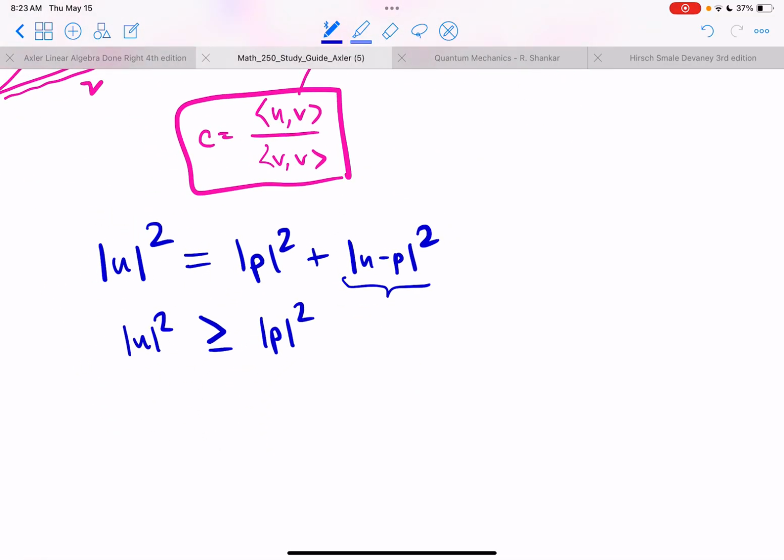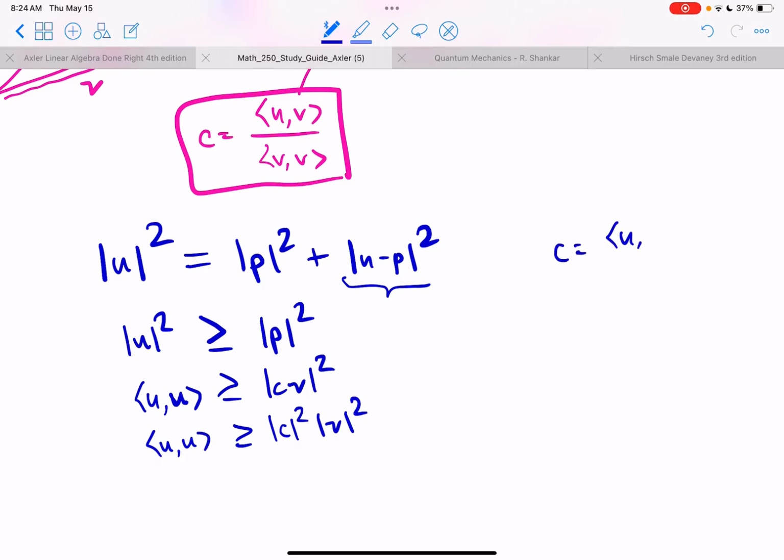So then we just unpack what this is. Remember, p was cv, right? cv squared is less than or equal to u·u. u squared is u dot u. You really got to put that in your mind. u squared is u dot u. And then this is now c squared times v squared, less than or equal to u squared. And what's c again? Remember c was u·v over v·v. Okay, so c squared is going to be (u·v) squared over (v·v) squared.